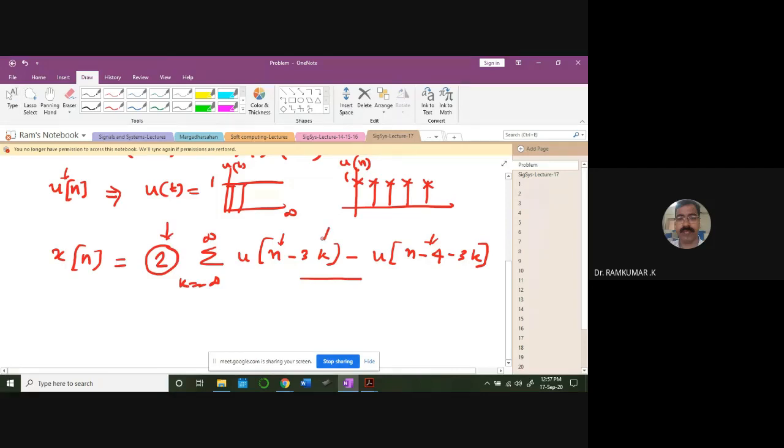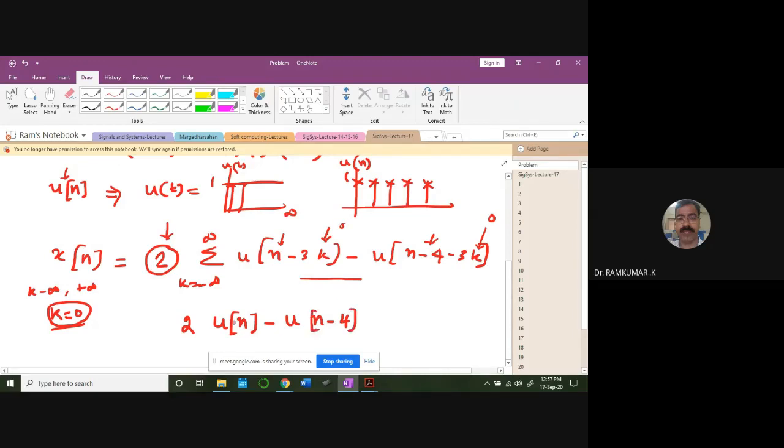Plug in some value for k, k equal to 0, for example. Imagine how the signal looks. It's going to be 2 times u of n minus u of n minus 2. Instead of going from k equal to minus infinity to plus infinity, I'm choosing one particular k and imagining how the signal looks. You agree? When k comes to 0, it looks like this.